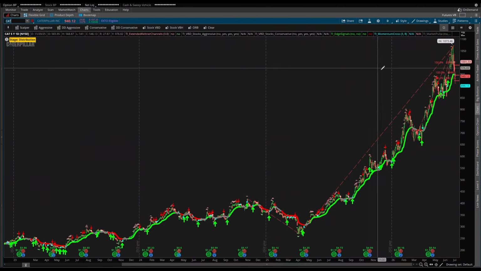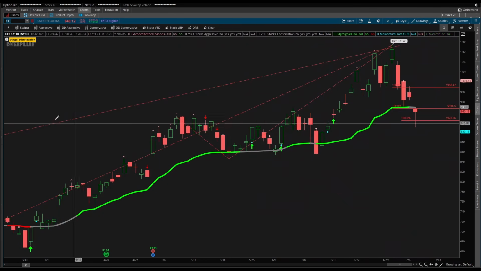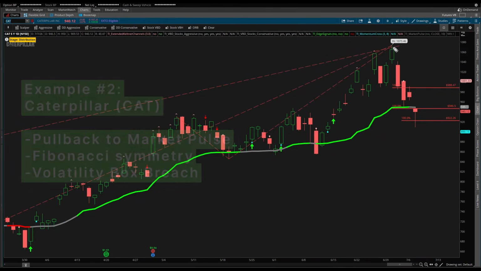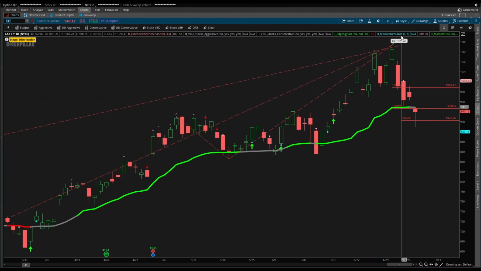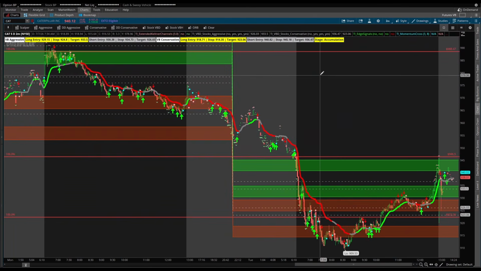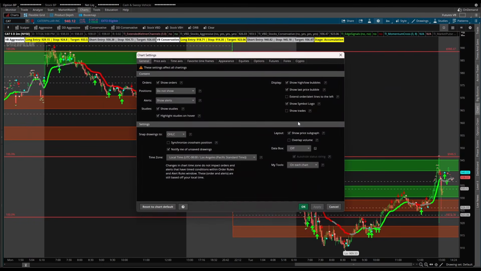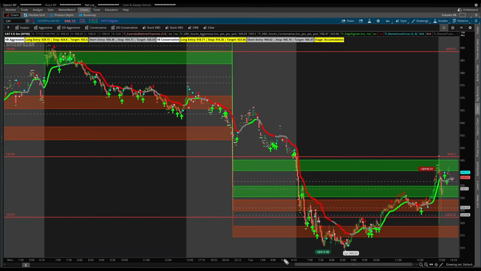Setup number two is inside of Caterpillar. Now, similar to Lowe's, Caterpillar also has Fibonacci symmetry. I have the level at 922.26, and that's what I used for day trading today. If we come into the intraday activity here and I show you what the bot took, you'll see that the bot took the entry when we had price action breach our conservative models. This was the at the edge setup.